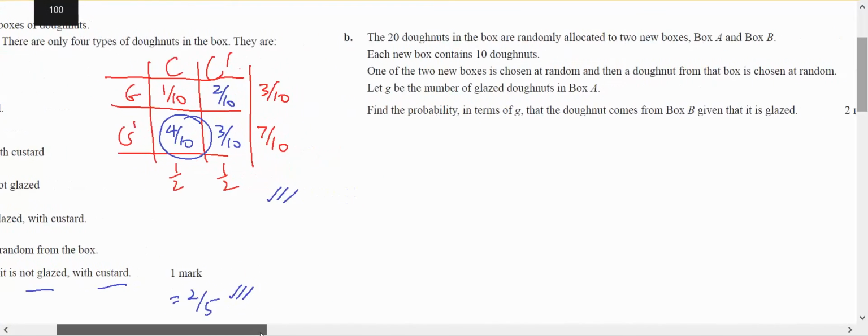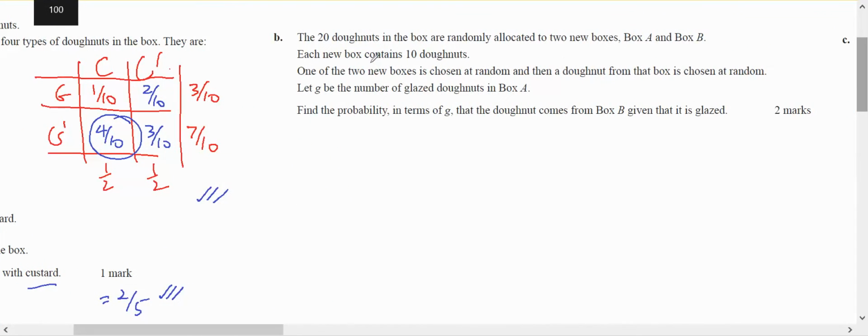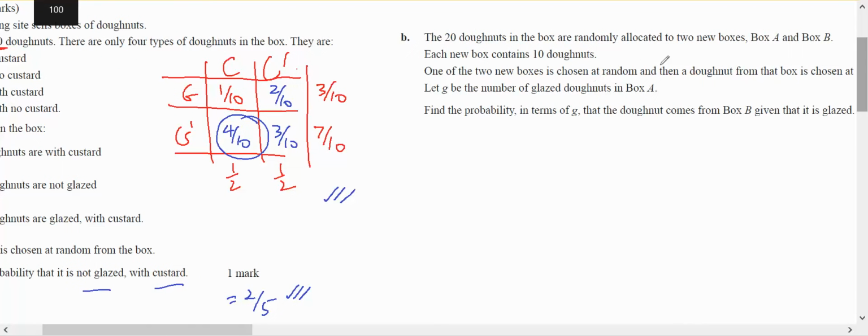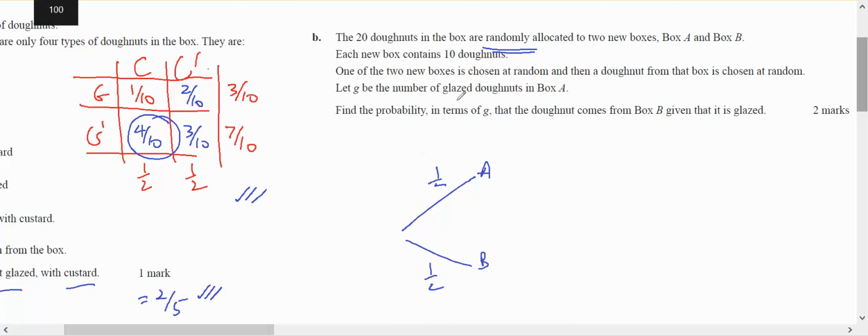Okay, part B, the 20 donuts in the box are randomly allocated to 2 new boxes, so box A would be a half, and box B would be a half. Because they're randomly allocated, you don't know which one goes into which box. One of the 2 boxes is chosen at random, then a donut from the box is chosen. Let G be the number of glazed donuts in box A.